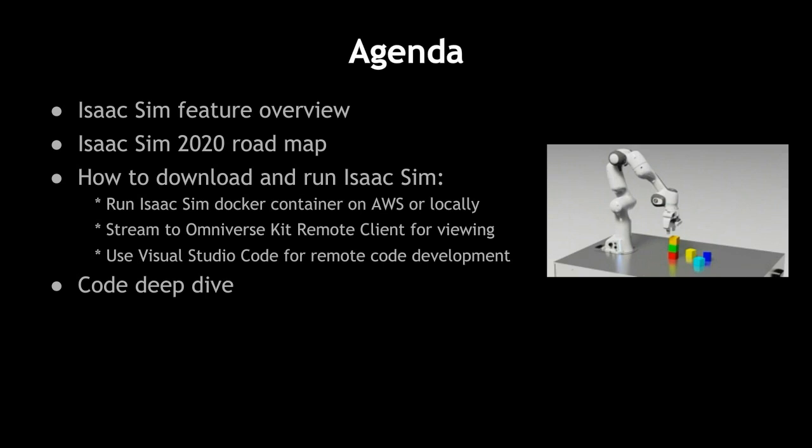Isaac Sim Docker container can be run on AWS, on the cloud, or locally on your Ubuntu 18. And then we can stream the Docker container images to the Omniverse Kit remote client for viewing and interacting. And we can connect the Visual Studio Code for remote code development. Hamad will cover the code deep dive.